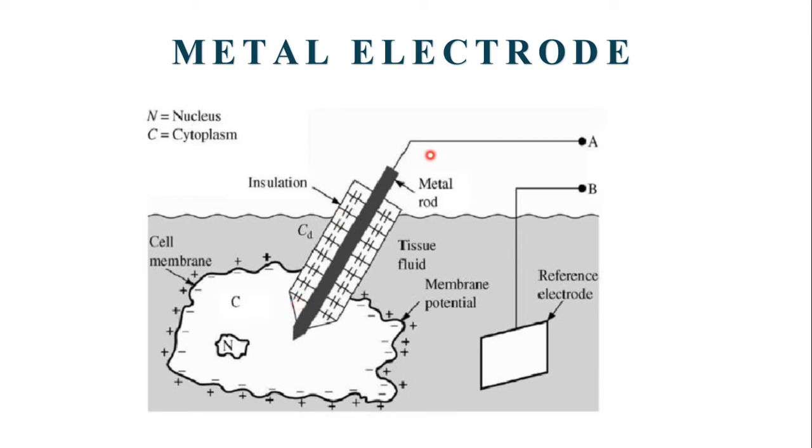A metal electrode always has to have a reference potential. The single metal rod, whose diameter is very small, is penetrated inside the single cell, and it is insulated by an insulating material such as tungsten or silver chloride, or some other metals whose insulation could be carried out. From that, the potential is taken as A, and the reference electrode, which is placed outside the cell, is taken as B. The difference between these two potentials gives us the metal electrode biopotential.